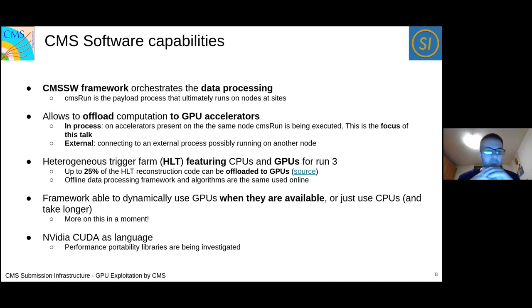And this is the focus of this talk, but there's also work ongoing to enable external offload, which means there is an external process that coordinates and processes events coming from other CMS running processes.